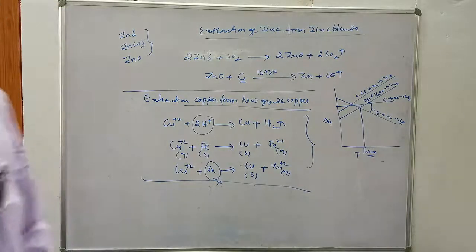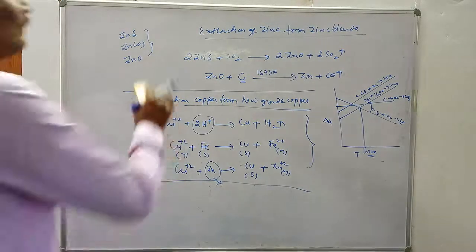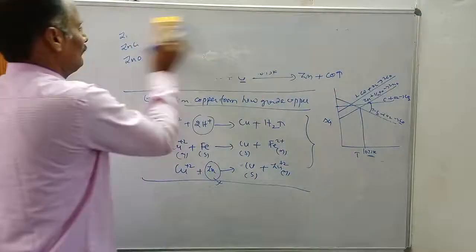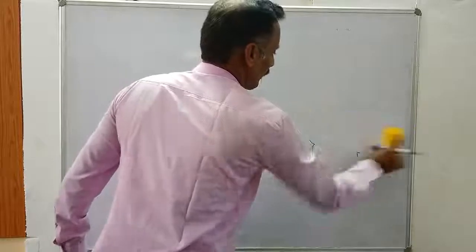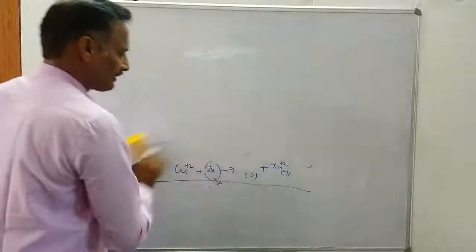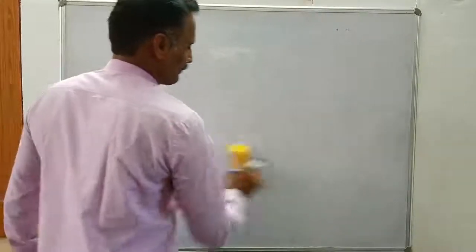Then one more metal: extraction of aluminium. Extraction of aluminium from bauxite involves electrochemical principles.